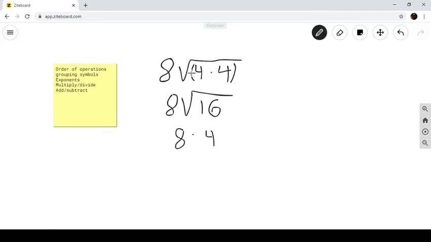Remember that this was 8 times the square root, so it needs to still be 8 times whatever we got from that square root. So 8 times 4, 32. This and this are the same. Again, I said that expressions have a value behind them. This one we were actually able to get to that value. This one's value is 32.